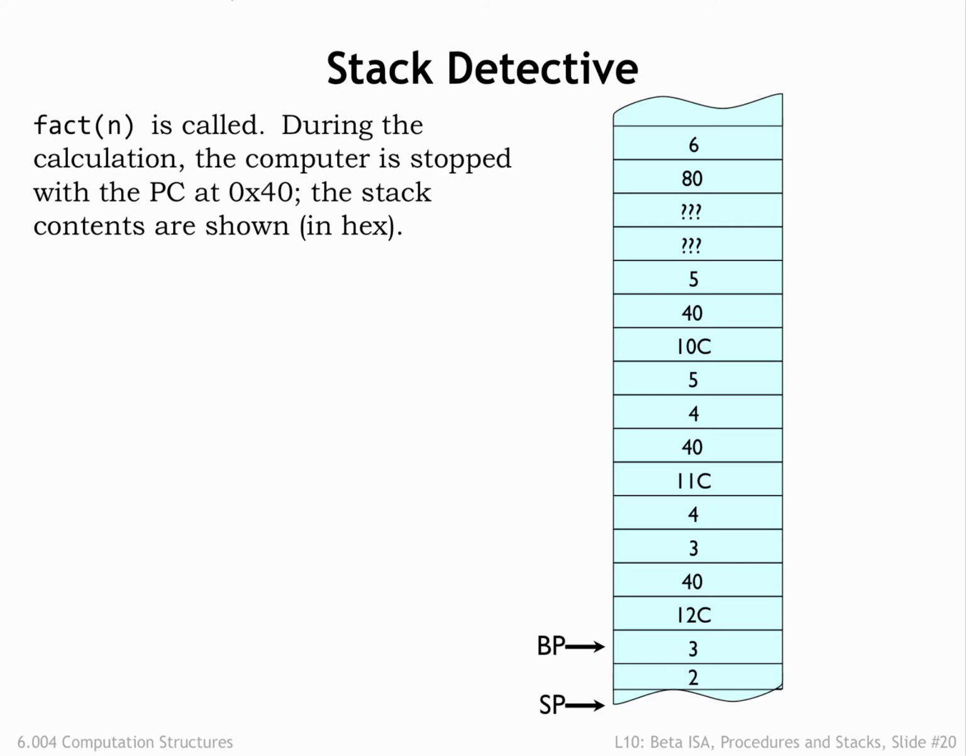Let's practice our newfound skill and see what we can determine about a running program which we've stopped somewhere in the middle of its execution. We're told that a computation of fact is in progress and that the PC of the next instruction to be executed is hex 40. We're also given the stack dump shown on the right.